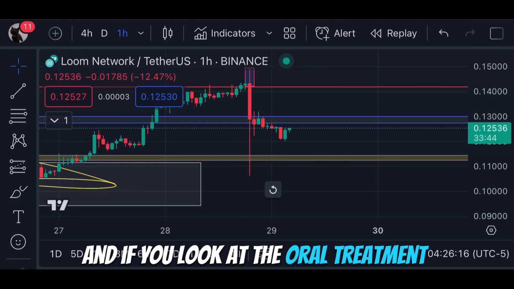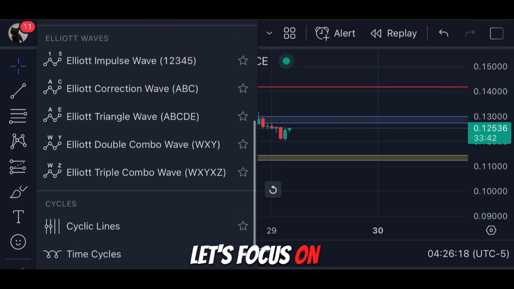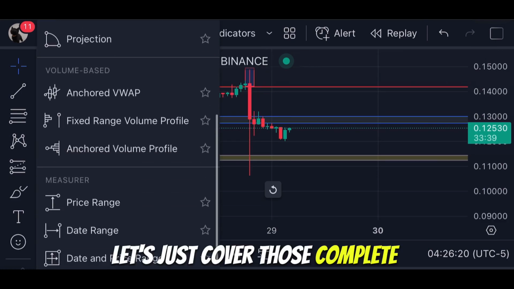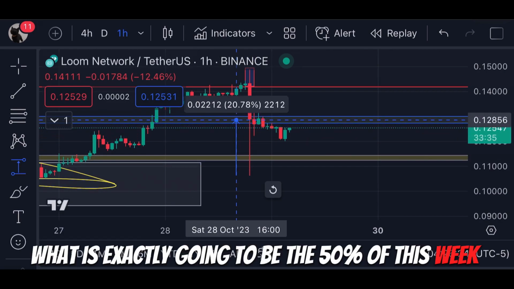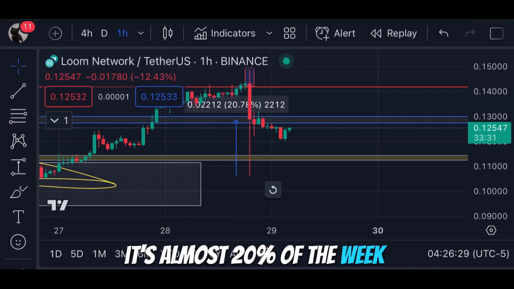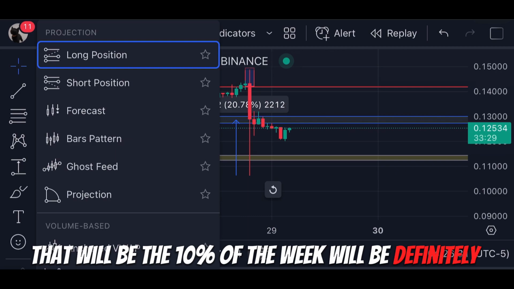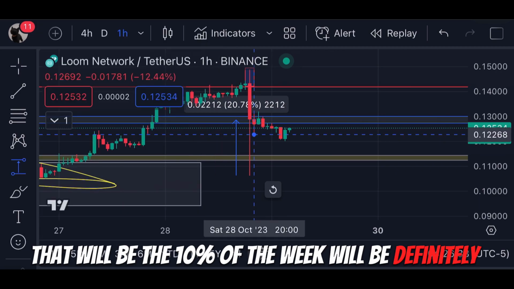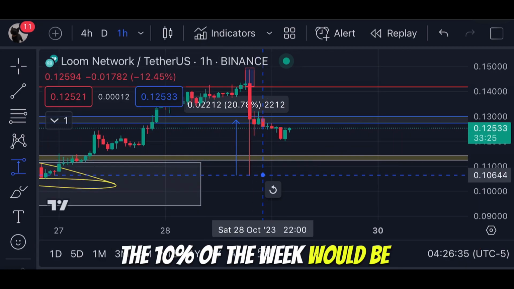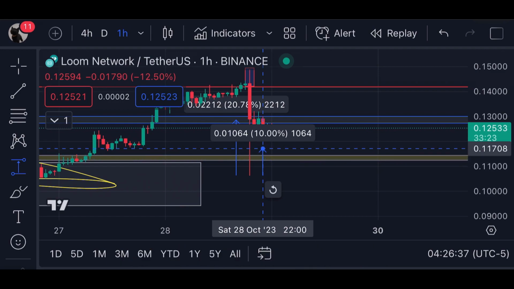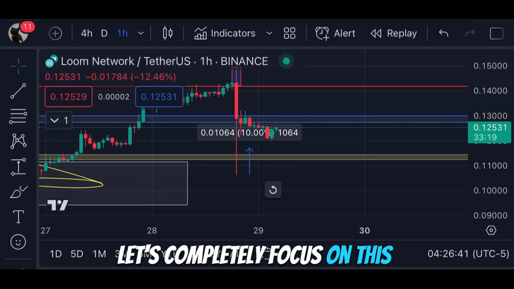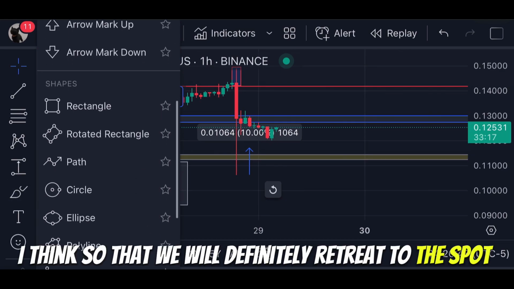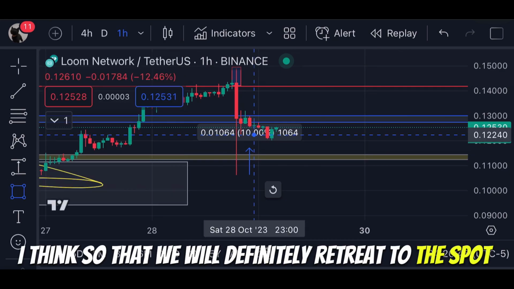And if we look at the overall retracement, let's just cover this complete wick, guys. So what is exactly going to be the 50% of this wick? It's almost 20% of the wick, so the 10% of the wick would be the 50% of the wick. So guys, this is the region for now. Let's completely focus on this. I think we will definitely retrace to this part.